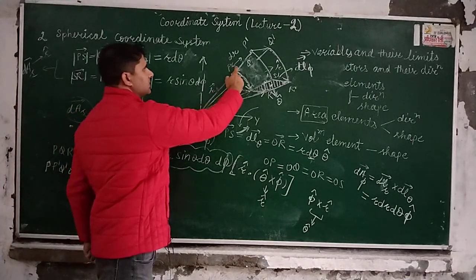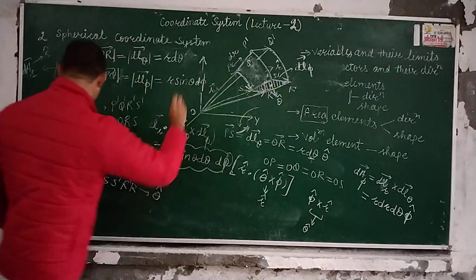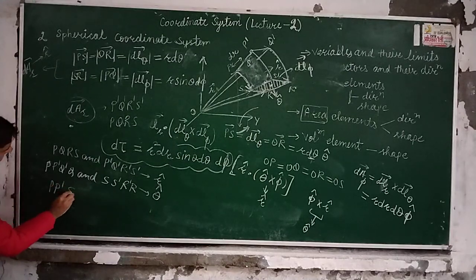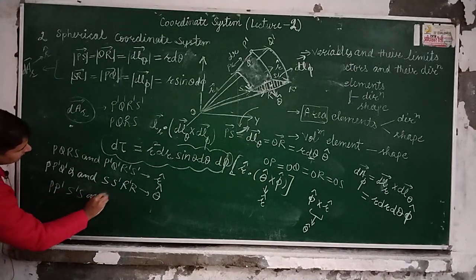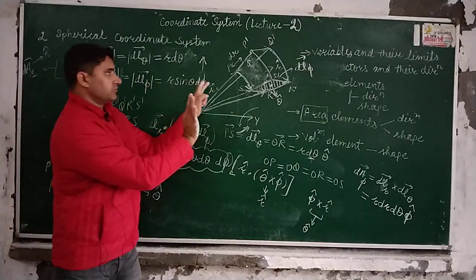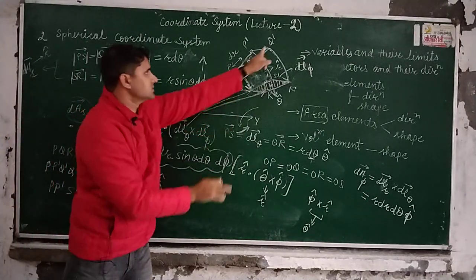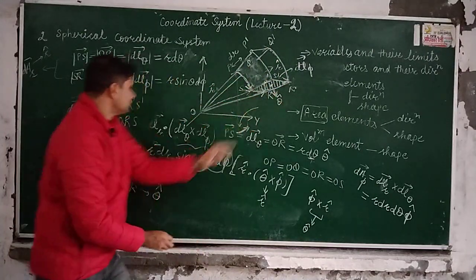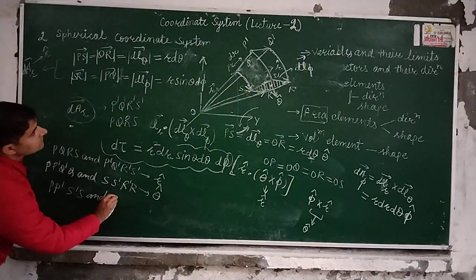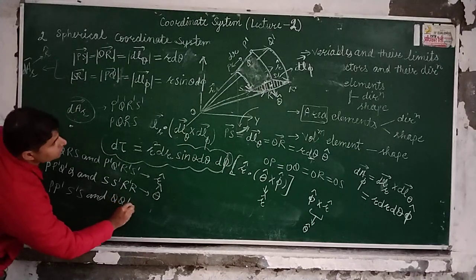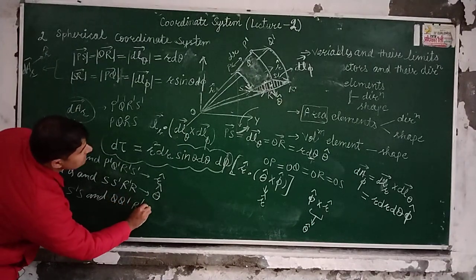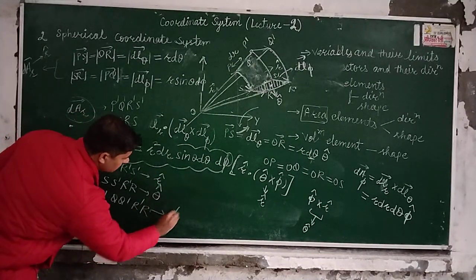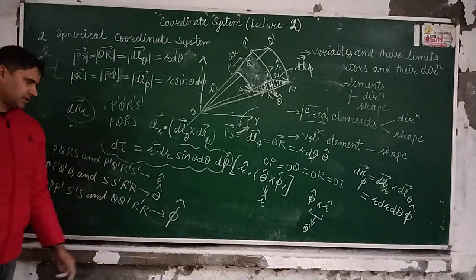And then P dash, S dash and S, and the surface which is on the backside of this, that is Q dash, R dash and R, this surface, its normal will be along phi cap.